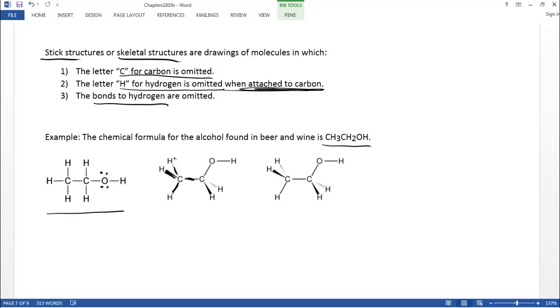So here's a 3-dimensional shape of the molecule. And what we're going to do is change this into a skeletal drawing. So what we need to do, well, first take out the C's. Next, take out the H's when they're attached to C. But this H is not attached to carbon. It's attached to oxygen, so I have to leave it in there. Finally, all the bonds of hydrogen are taken out. And that's all that's left. Let's clean it up a little and just connect these lines together and then bring this H in closer, and we get the skeletal drawing for ethanol.